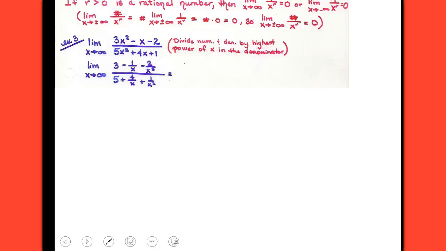It says if r is greater than 0 and is a rational number, and you have the limit as x approaches infinity of 1 over x to the r, that's going to be equal to 0. Or if you have the limit as x approaches negative infinity of 1 over x to the r, again, r is greater than 0 and is a rational number, then you're going to get 0.